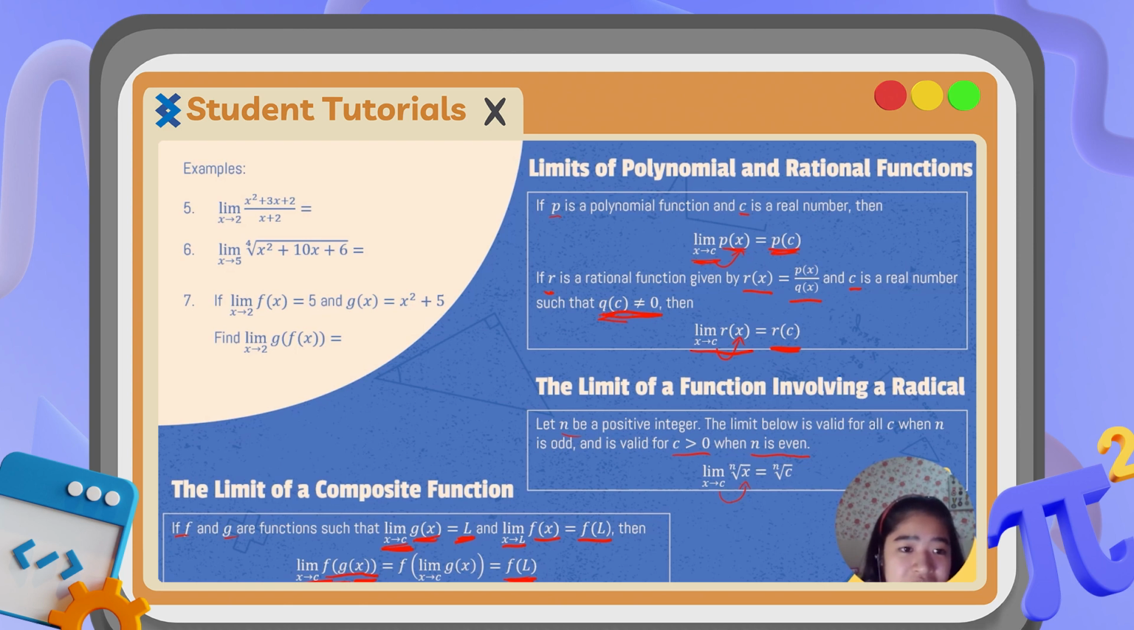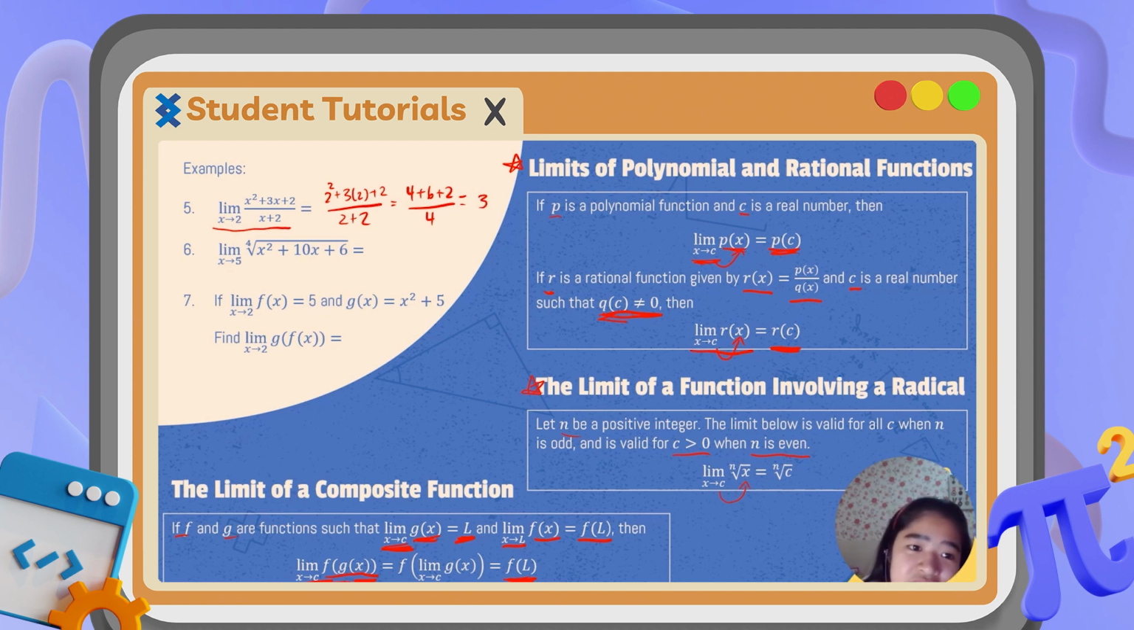Okay, so let's go on to the examples here on the left. This is a combination of this rule and this rule. So you can just substitute 2 here. You'll get 2 squared plus 3 times 2 plus 2, all over 2 plus 2, which is 4 plus 6 plus 2 over 4, which is 10 plus 2, 12 over 4, which is 3.